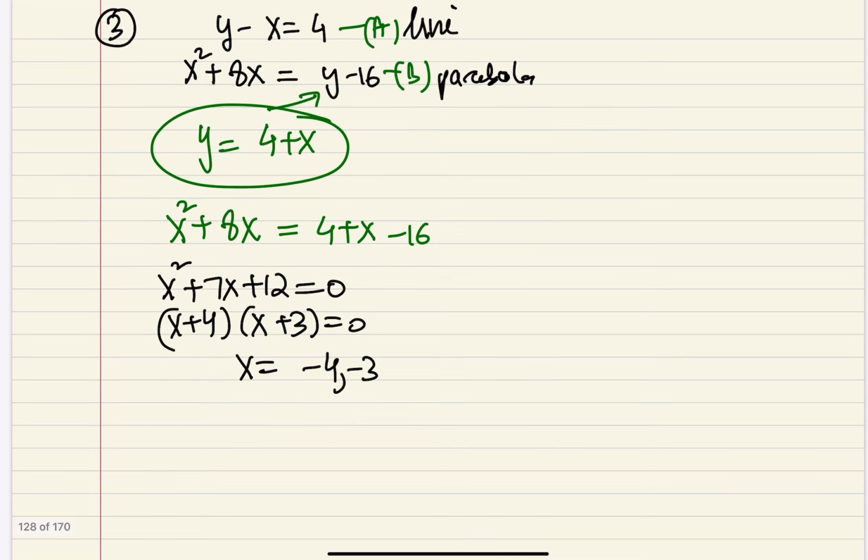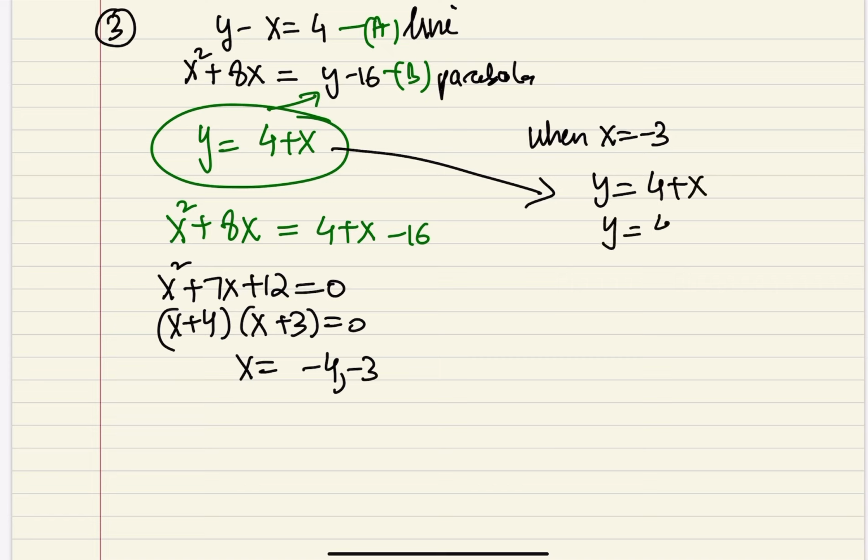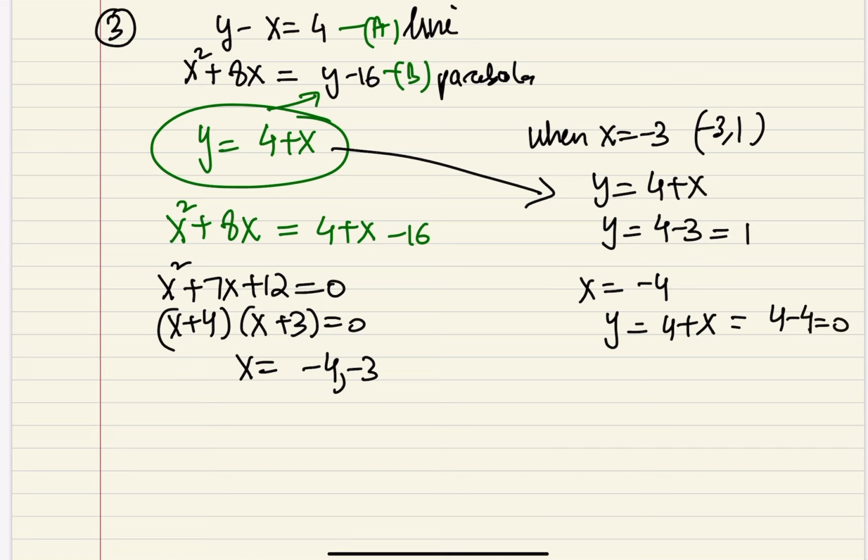So we need to figure out when x is negative 3, what is y equal to? When x is negative 3, we can use this relationship, y is equal to 4 plus x. y is going to be 4 minus 3, which is 1. So negative 3 comma 1 is one solution I have. When x is negative 4, y is equal to 4 plus x. 4 plus negative 4 is equal to 0. So negative 4 comma 0 is another solution I have.